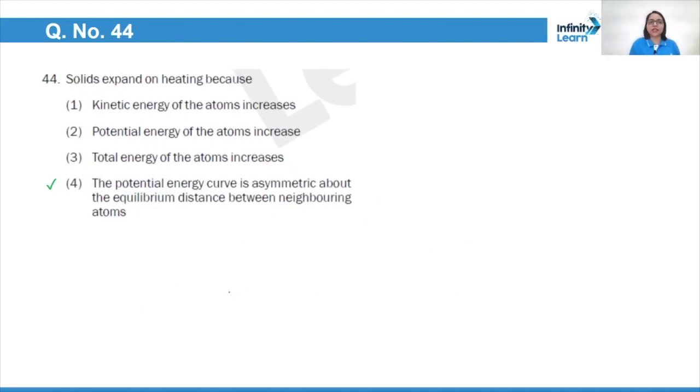Solids expand on heating because kinetic energy of atoms increases, potential energy of atoms increases, total energy of atom increases, and potential energy curve is asymmetric about the equilibrium distance between neighboring atoms. So correct answer is option 4.